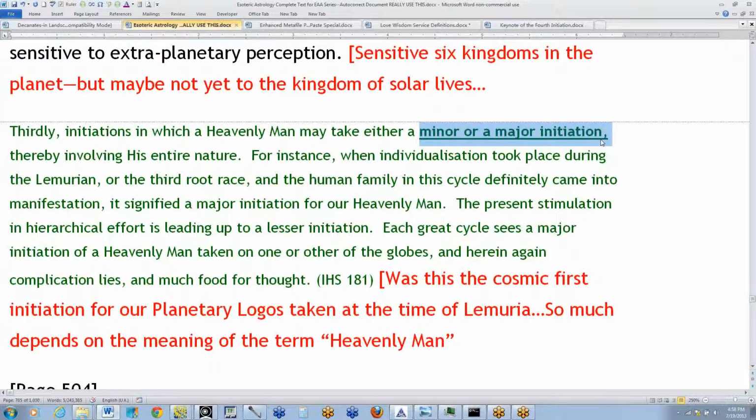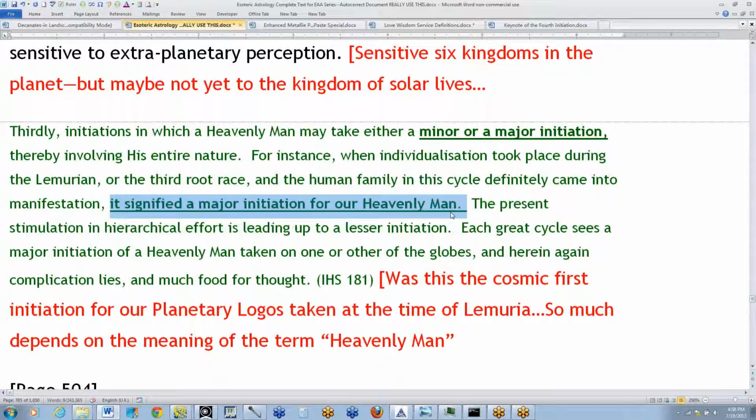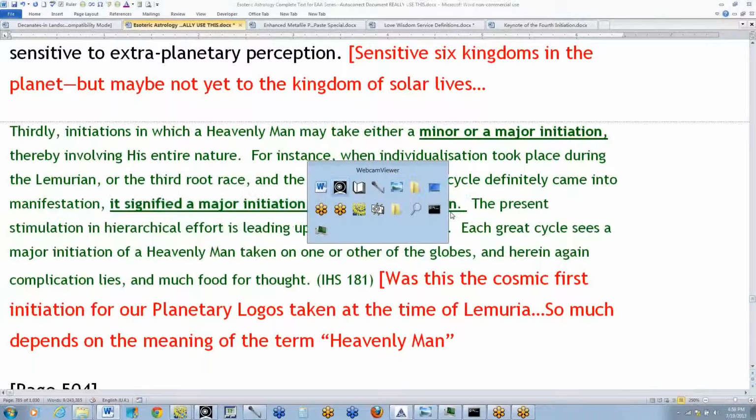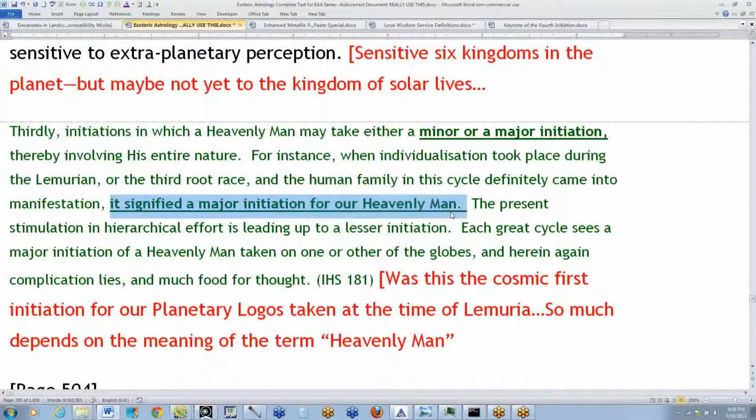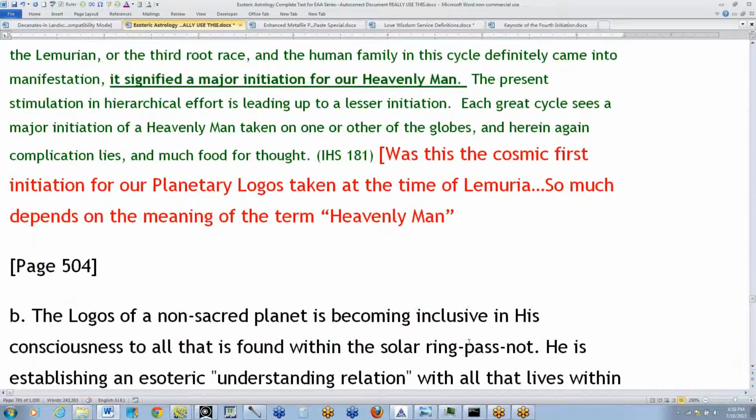So individualization on our globe and on our chain signified a major initiation for our heavenly man. Now, a heavenly man is an interesting term. Oftentimes it means the entire planetary logos, but it could be a chain lord as well. So we can see why we had better fulfill the requirements which make us trustworthy to receive intricate information and explanations about things which seemingly would take endless years for us to somehow piece together.